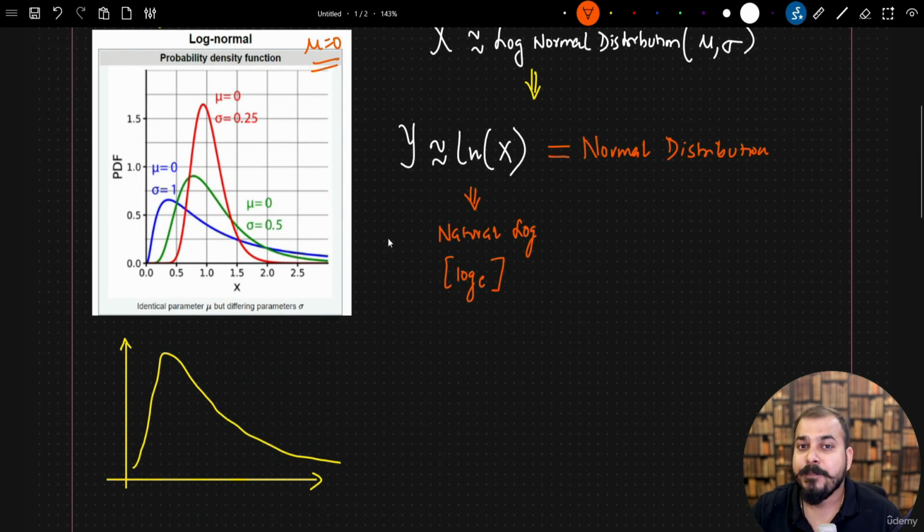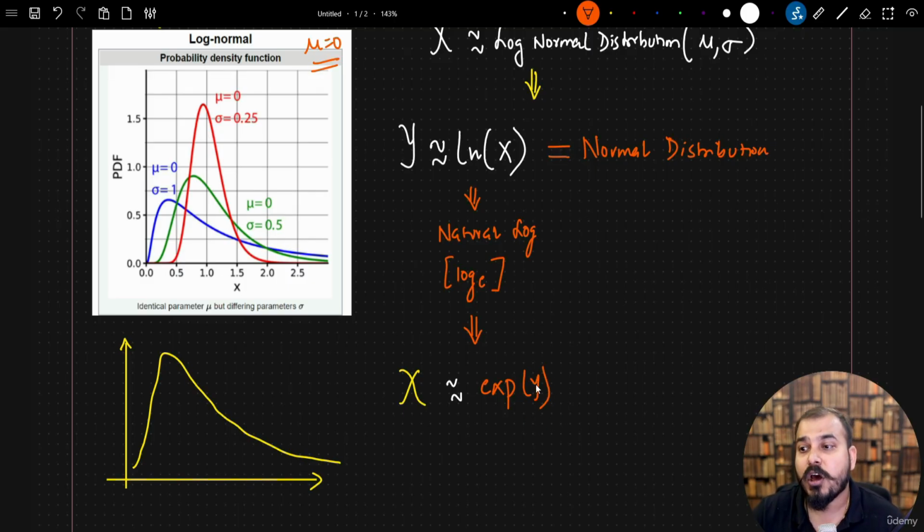Now, equivalently, if y is equal to natural log of x, then I can also define x, which is a random variable. And suppose, let's say, I try to calculate x with the help of the exponential of y.